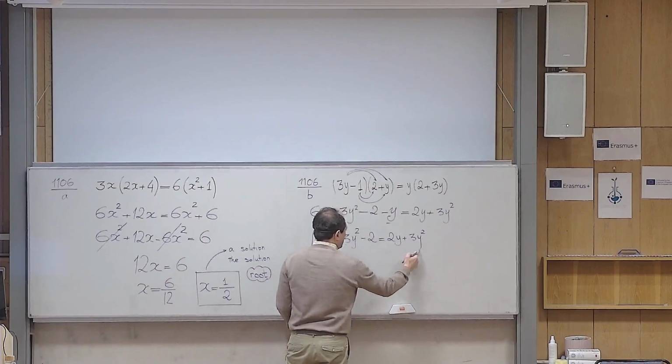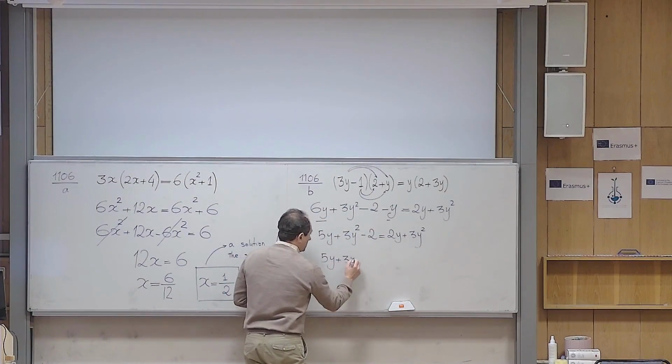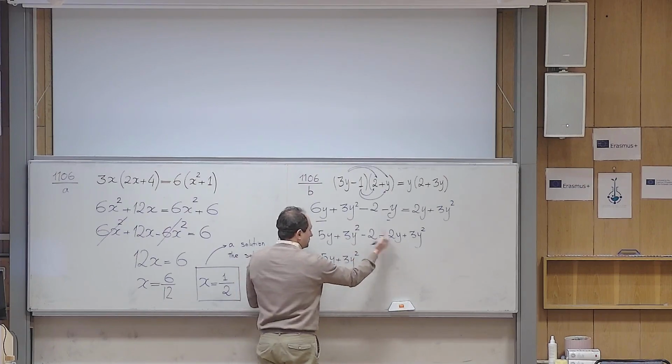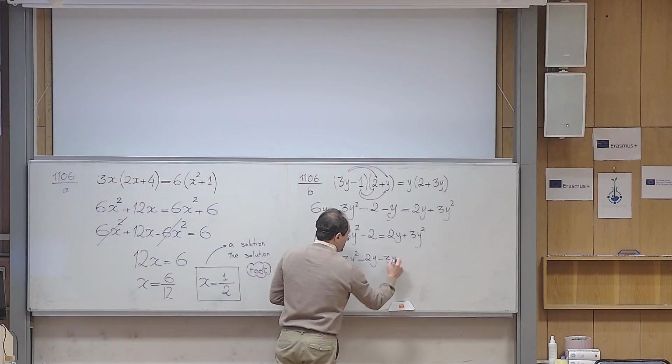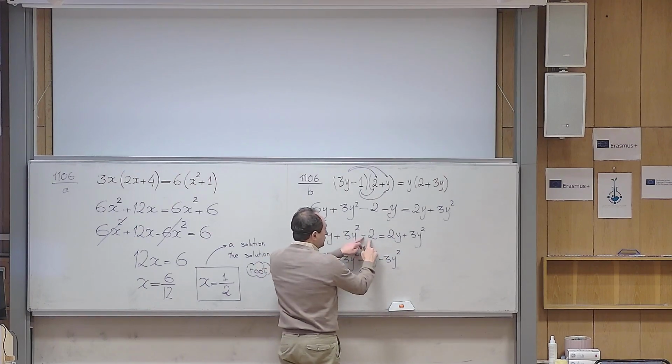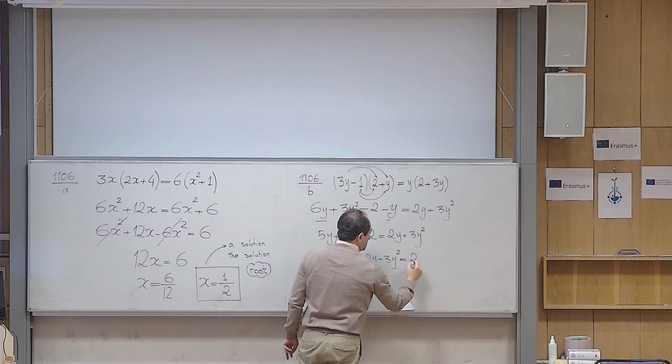Then these four terms include y, my unknown, so I keep them on the left. They are already on the left. I move them to the left. I change the signs as we learned in Math 1C. And then 2 is the only known part, so I move it to the right, but this becomes positive 2.